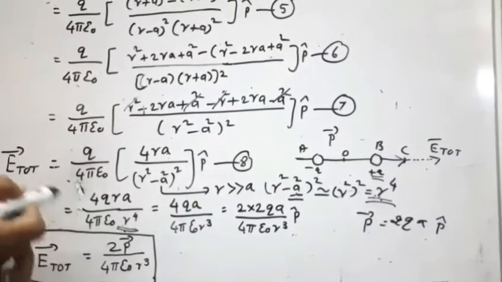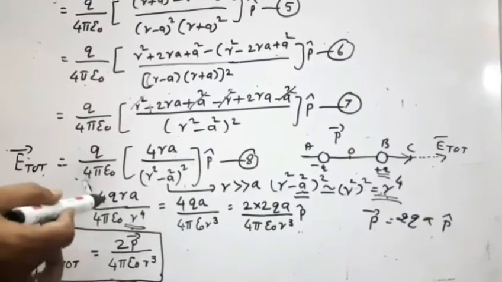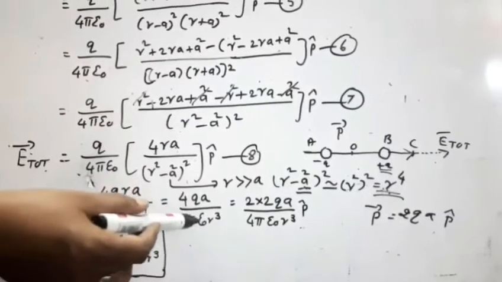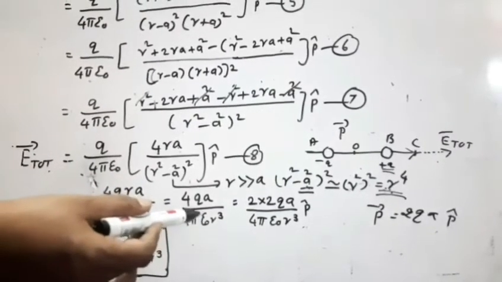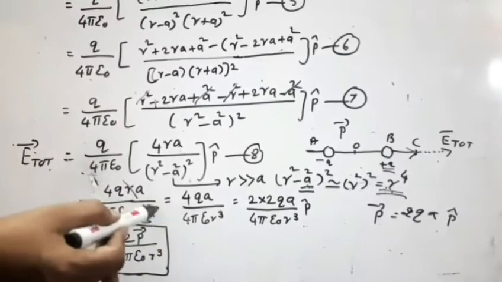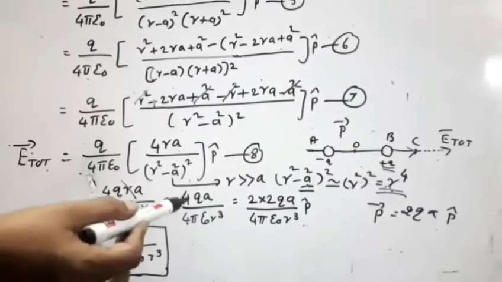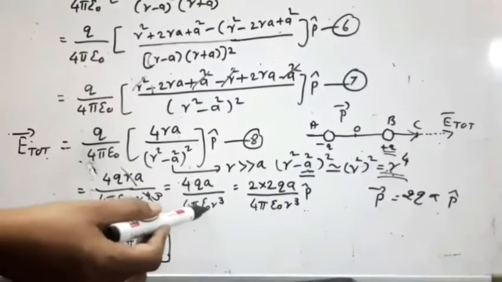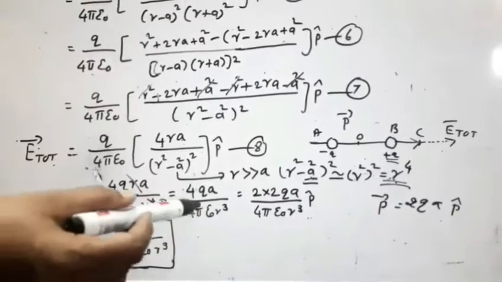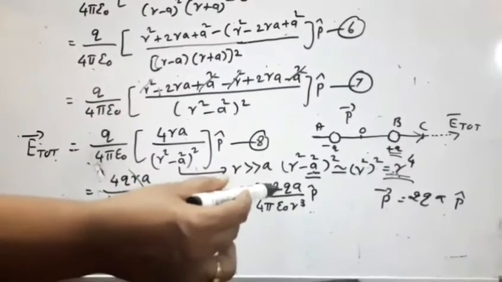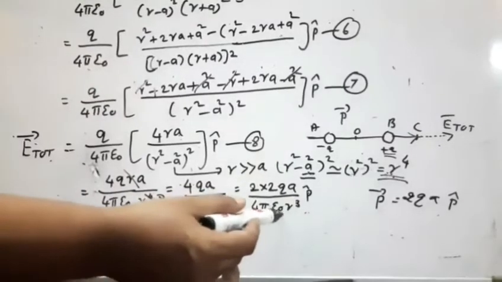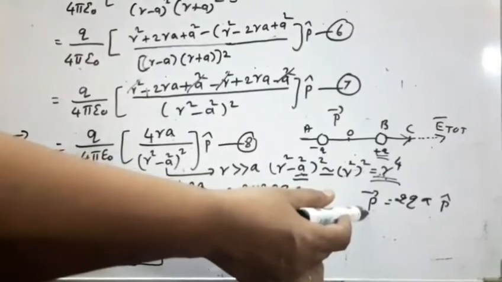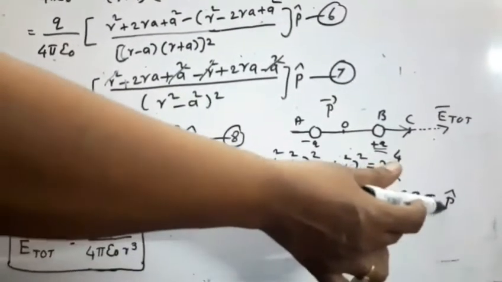Therefore E total bar equals Q by 4 pi epsilon naught, and inside 4Ra divided by R power 4, into P cap. So R cancels, therefore the denominator changes to R cube. In the numerator, 4Qa divided by 4 pi epsilon naught, P cap. This 4Qa we write as 2 into 2Qa, and P cap divided by 4 pi epsilon naught R cube. Already we know that the dipole moment P vector equals 2Qa P vector.